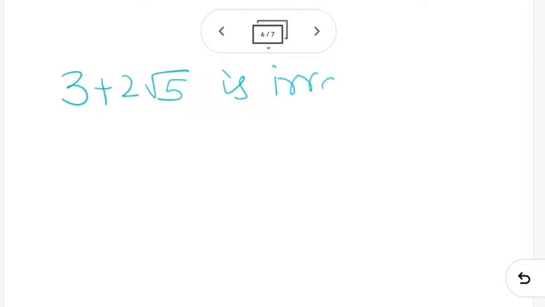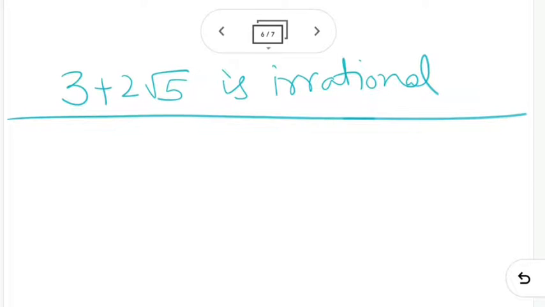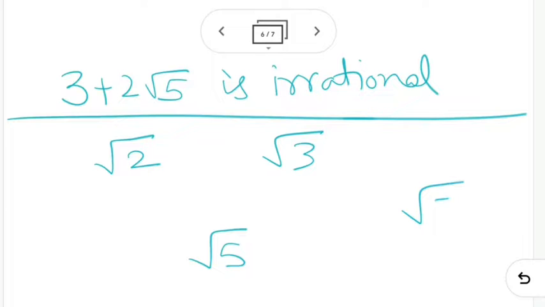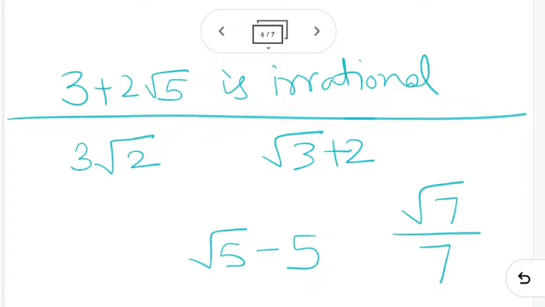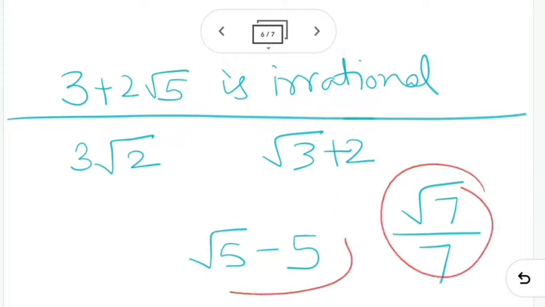We can write 3 plus 2 root 5 is irrational. Now from this result, what do we understand? That a very important result comes into picture, that if there are irrational numbers like root 2, root 3, root 5, root 7, anything, and if we multiply something with them, then the resulting number is again irrational. If we multiply or add something to an irrational number, or subtract something, or divide something with an irrational number, then the resulting numbers are again irrational.